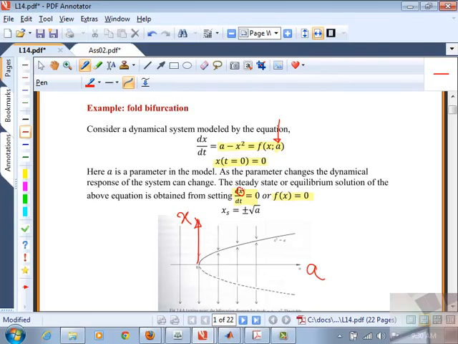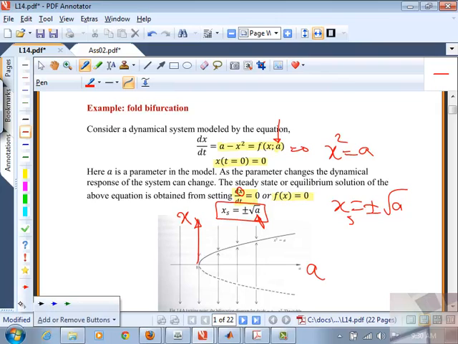Okay? So in the trivial example, when is this equal to 0? x squared equals a, x equals plus minus square root of a, the steady state. Right? So there are two steady states, one corresponding to plus, the other one corresponding to minus. So that is your steady state solution, and it continuously depends on the parameter a.